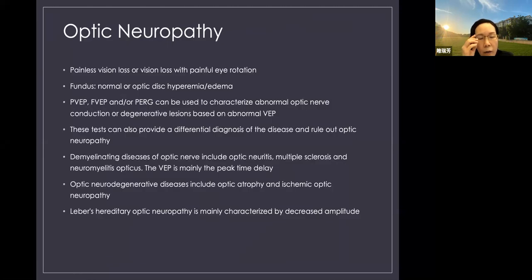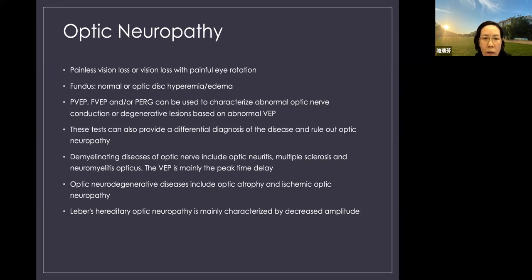And also we'll look at some detailed real cases. As we mentioned before, VEP is always used more frequently than other electrophysiology examinations, because we have more patients with optic neuropathy. They have painless vision loss, and sometimes we didn't see anything wrong when we examined the fundus, a normal optic nerve, and sometimes we can see optic nerve hyperemia or edema.